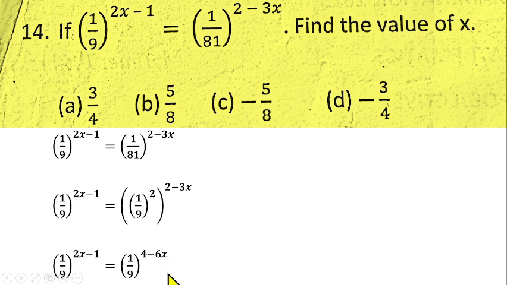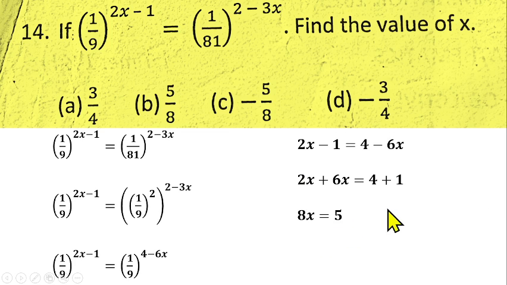So since they have the same base at both sides, the bases can cancel out, so you'll be having 2x minus 1 equals to 4 minus 6x. Then from there we can collect like terms: 2x plus 6x equals to 4 plus 1. So we have 8x equals to 5, divide both sides by 8, x will be 5 over 8, which is option B for question number 14.